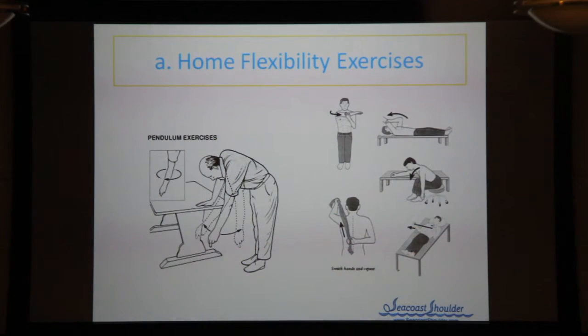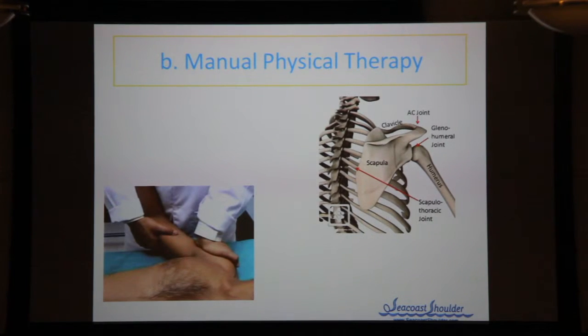On the left, we call these pendulum exercises, letting your arm act like a pendulum of a clock. On the right, little exercises that can be done sitting, putting your arm up onto a table, leaning down like this, using a towel or a cane to assist in moving your shoulder, and then physical therapy.